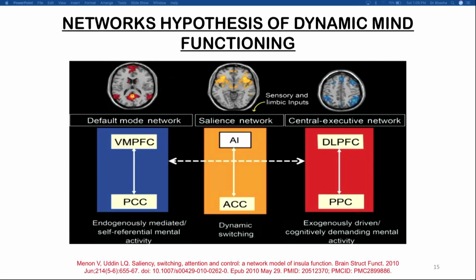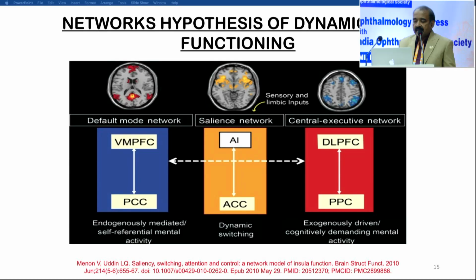So latest neurosciences, with advanced neuroimaging techniques like PET scan or functional MRI, explain dynamic daily mental function or mind function by the network hypothesis. A normal ordinary person is in the default mode network. Firing is present in the ventromedial prefrontal cortex and posterior cingulate cortex, which is depicted in red color in the first picture.